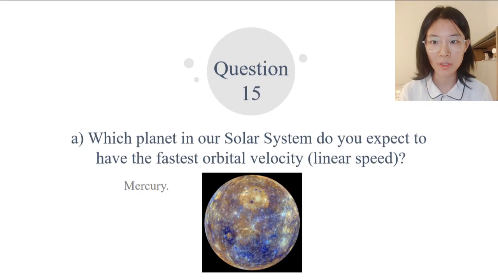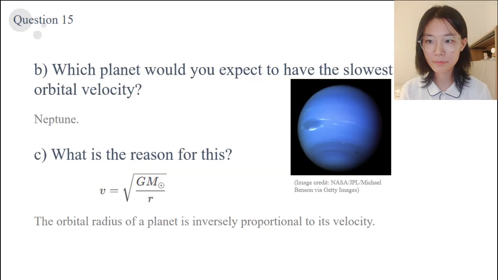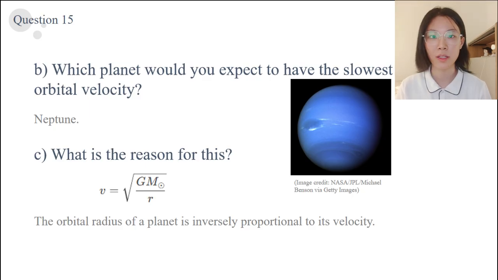Let's move to question 15. In the solar system, Mercury has the fastest orbital speed. The orbital speed of Neptune is the lowest in the solar system. According to Newton's law of universal gravitation and the formula for circular motion, the orbital speed of a planet is inversely related to its orbital radius, which means the smaller the orbital radius of the planet, the faster its speed.